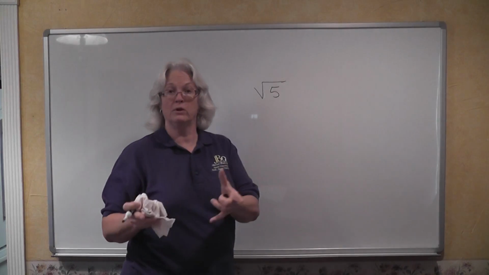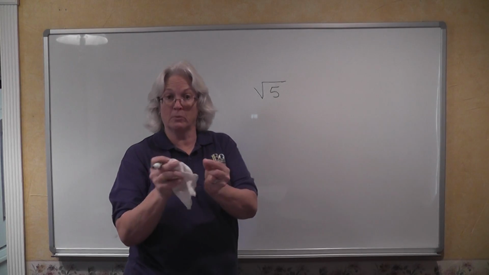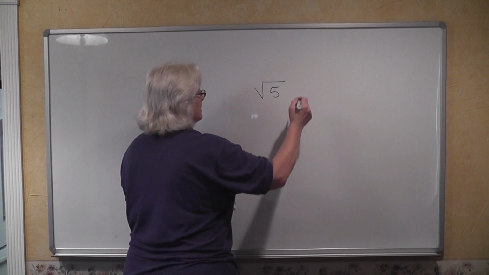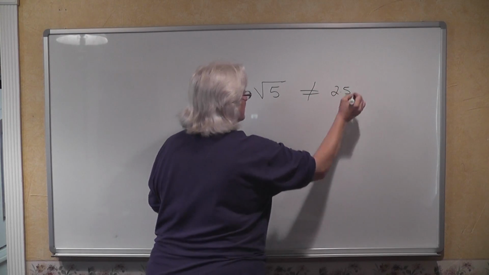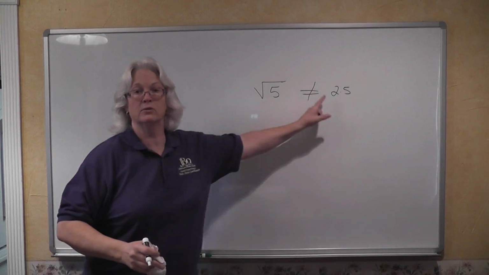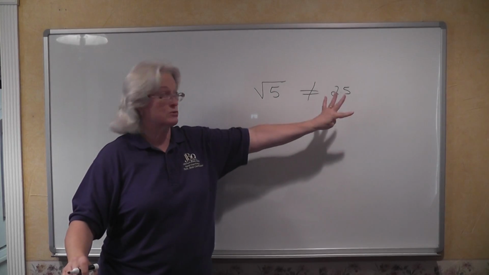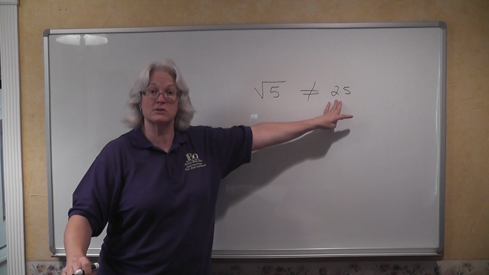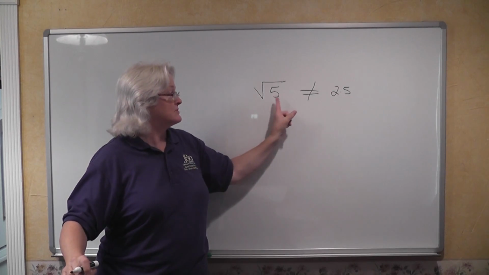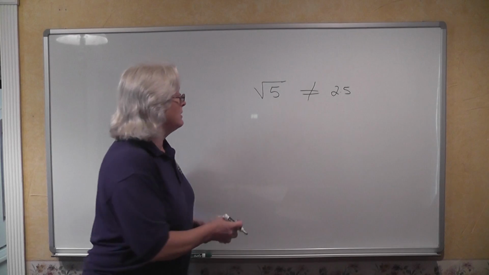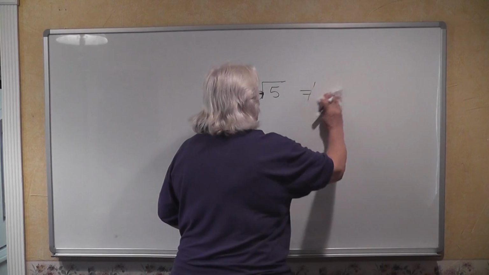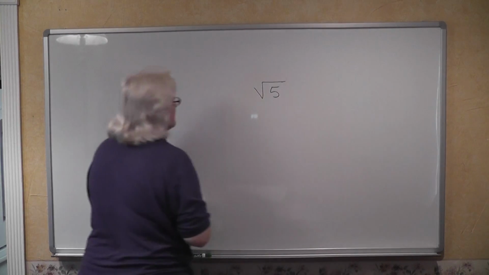What number is there that when you multiply it together, multiply it twice, you get 5? This is a very common mistake that kids make. The square root of 5 is not 2.5, because it's true that 2.5 plus 2.5 is 5, but 2.5 times 2.5 does not equal 5.